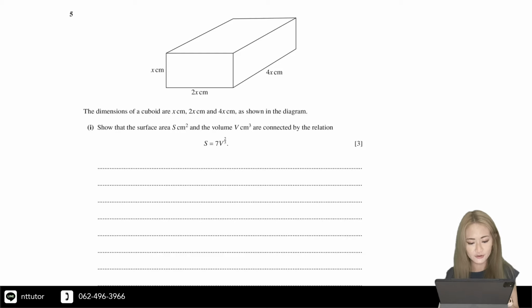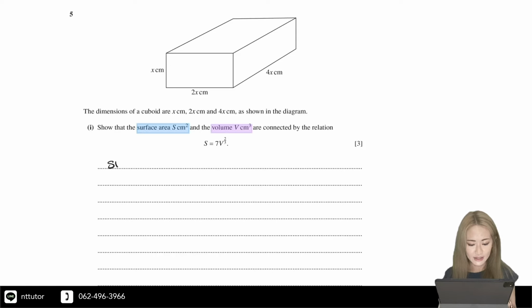So we have surface area as S and volume as V. To prove that the connection is S equals 7V to the power of 2 over 3, we should find an expression for the surface area in terms of x and the volume in terms of x first, and then we can see what we can do with that.